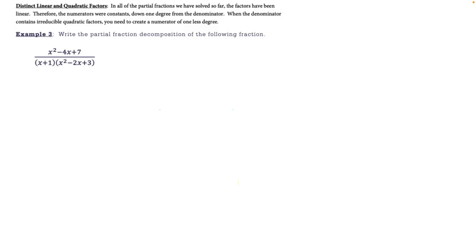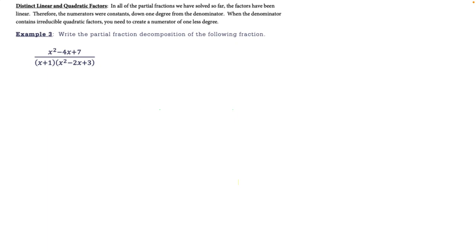Okay, one more thing that could happen. This can actually be extended beyond just linear factors. We can also have quadratic factors. Take a look at example 3 and just look at the denominator. It's already factored for us. It would be kind of difficult to factor that one anyway. But we have x plus 1 times x squared minus 2x plus 3. And the important thing is x squared minus 2x plus 3 cannot be factored any further.